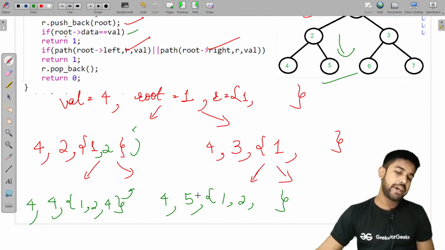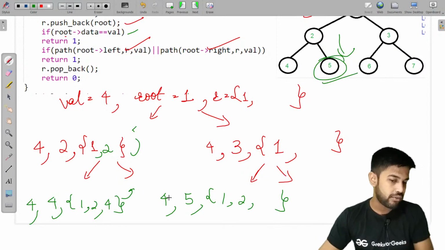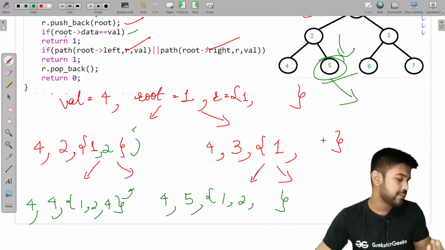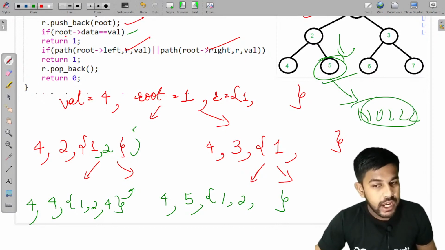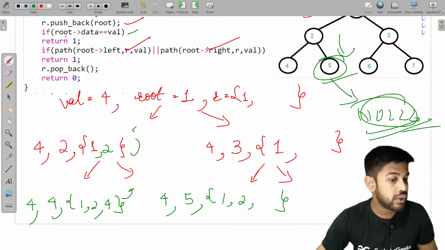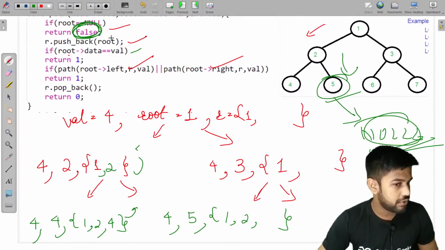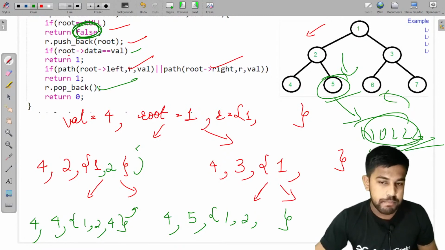Suppose this is 5. Then the base condition is still not met, since 4 and 5 are not the same, so again 4's left or right would be passed, and that would become null. If the null condition is hit, then we would just return false, and we would pop back. So this would be popped back.